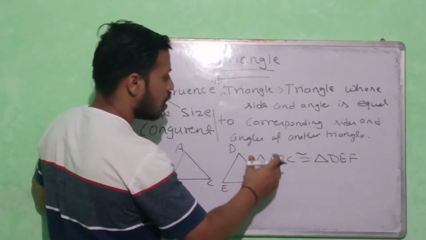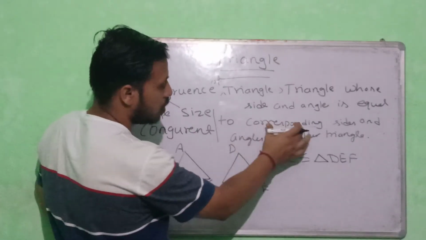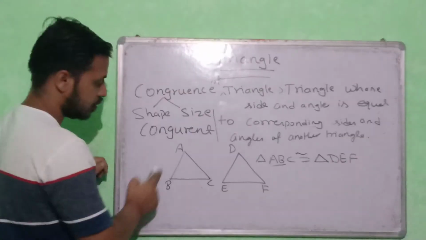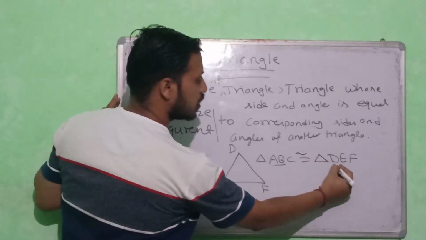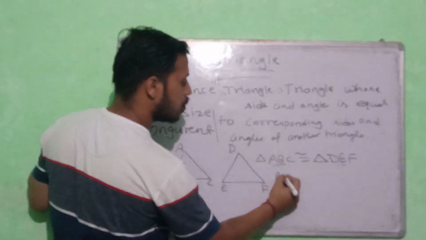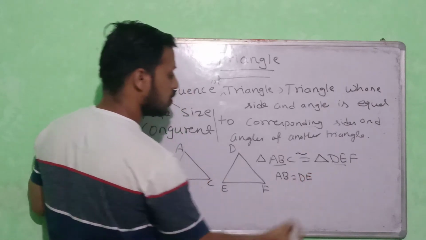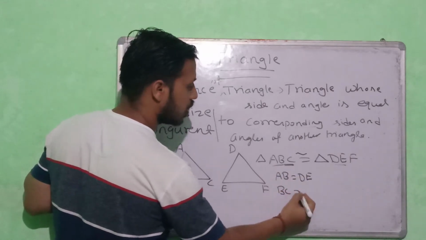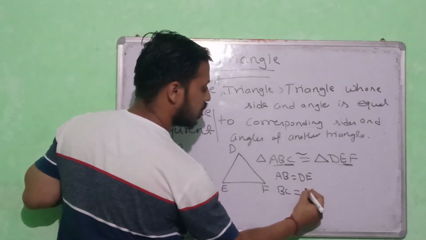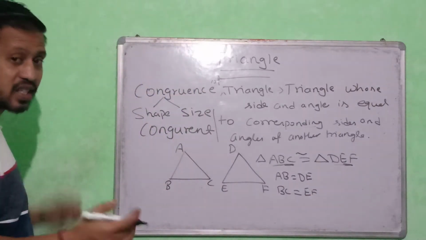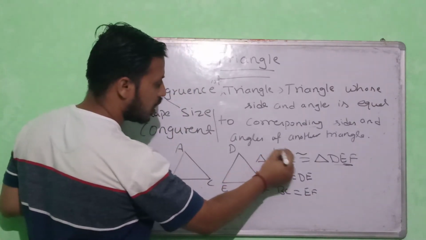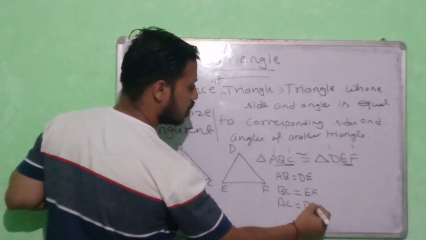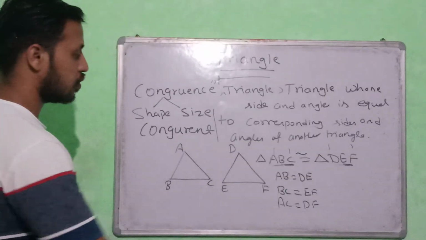Now we have to tell you the meaning of the word corresponding here. Look here. This is side AB. This is side DE. So we will write AB equals DE. Next is BC, and this is EF. We will write BC equals EF. Next side is AC, and this is DF. AC equals DF. So this is what we have talked about.